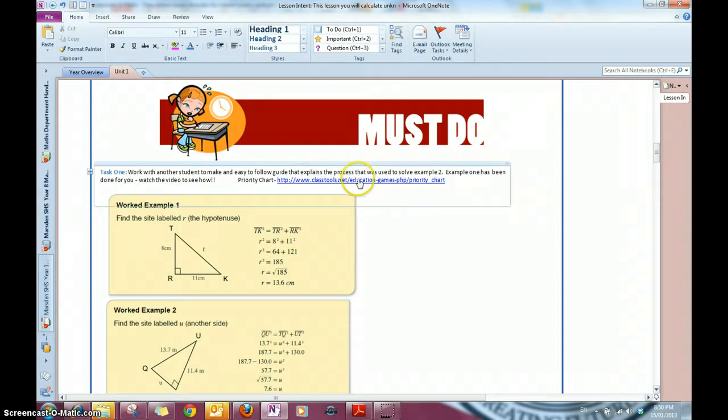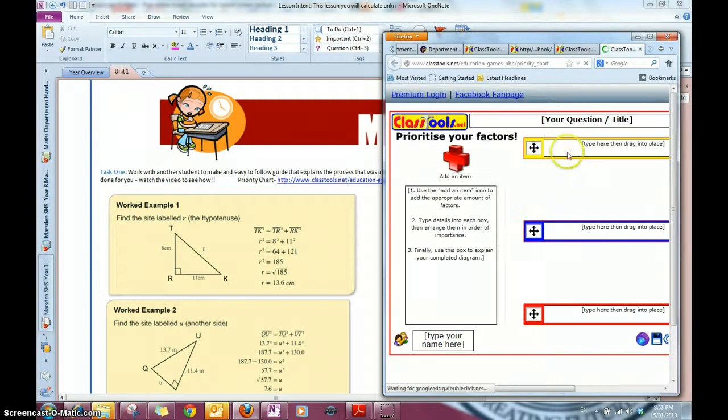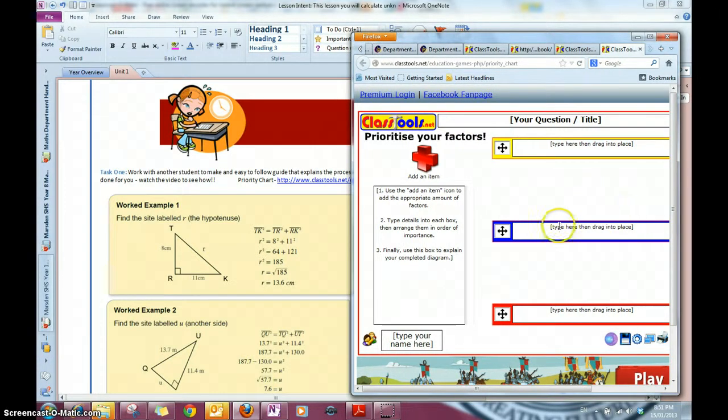So to do this, we're going to use this tool called a priority chart. So if you just click on this link above, it'll open up a priority chart for you. And I'm just going to put it right next to my example so I can see what I'm doing. So it makes it really easy to do this as I look at the problem. So let's have a look at worked example 1.